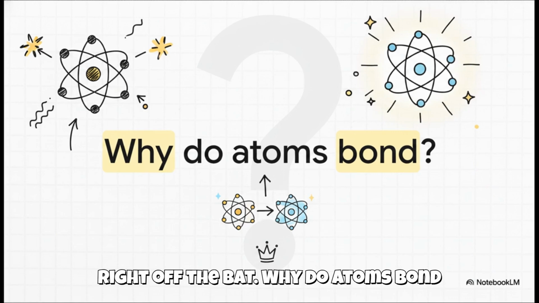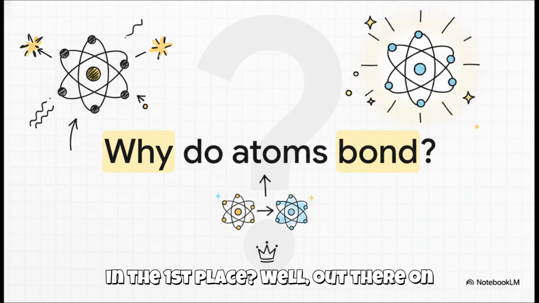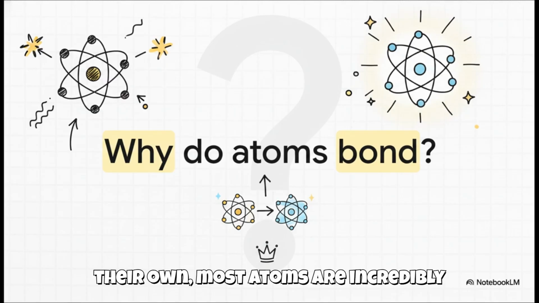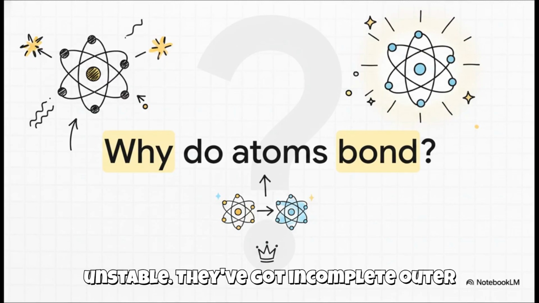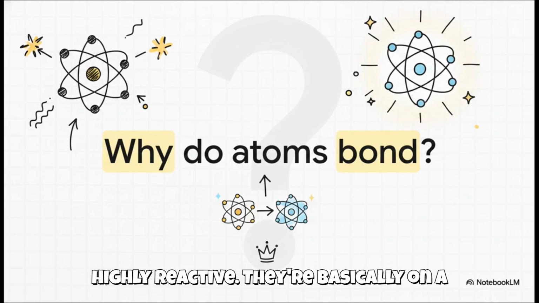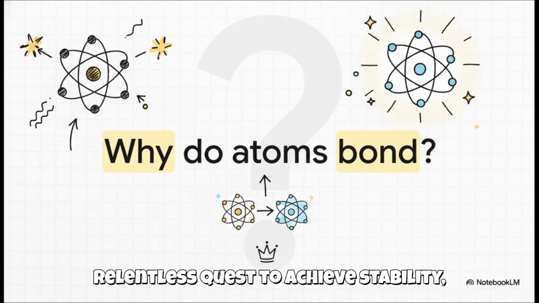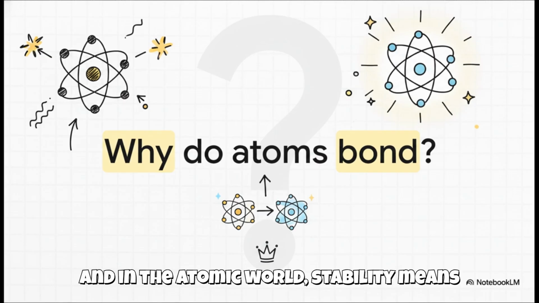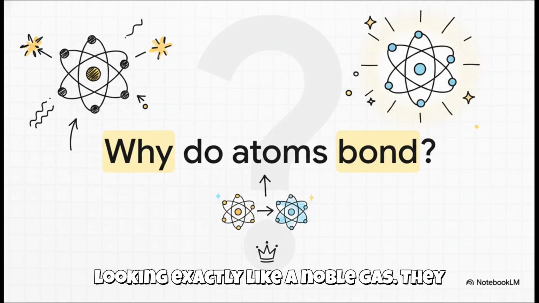Why do atoms bond in the first place? Well, out there on their own, most atoms are incredibly unstable. They've got incomplete outer electron shells, which makes them highly reactive. They're basically on a relentless quest to achieve stability. And in the atomic world, stability means looking exactly like a noble gas.